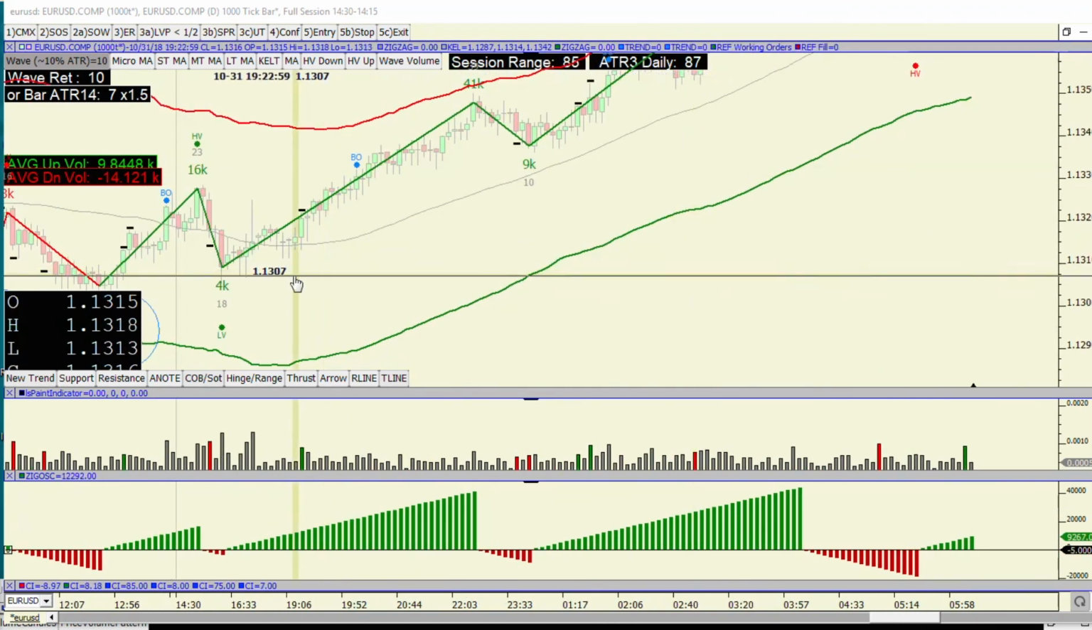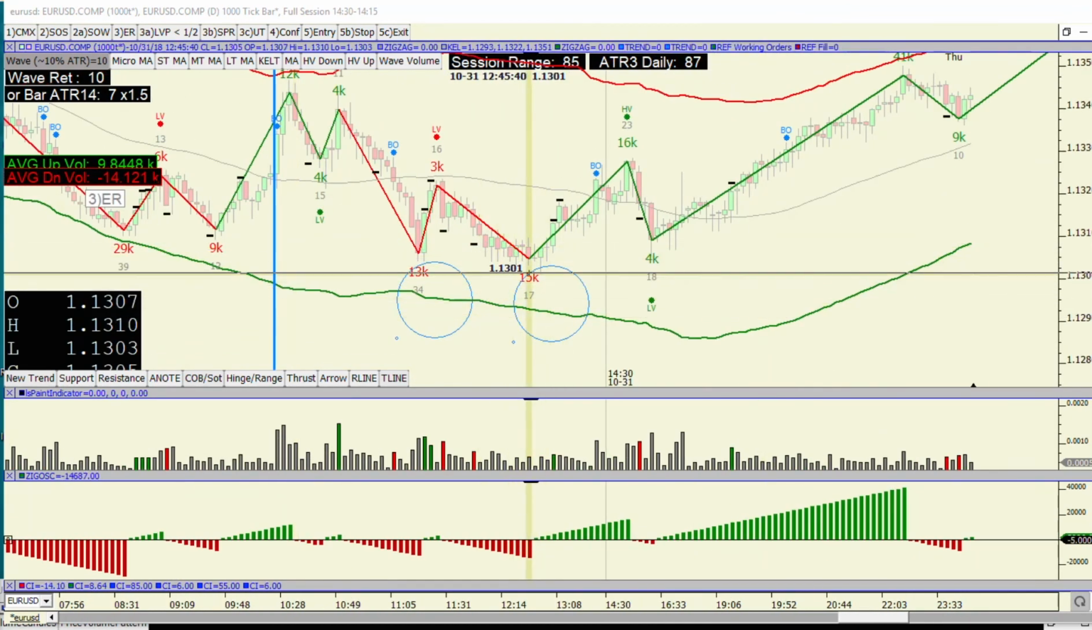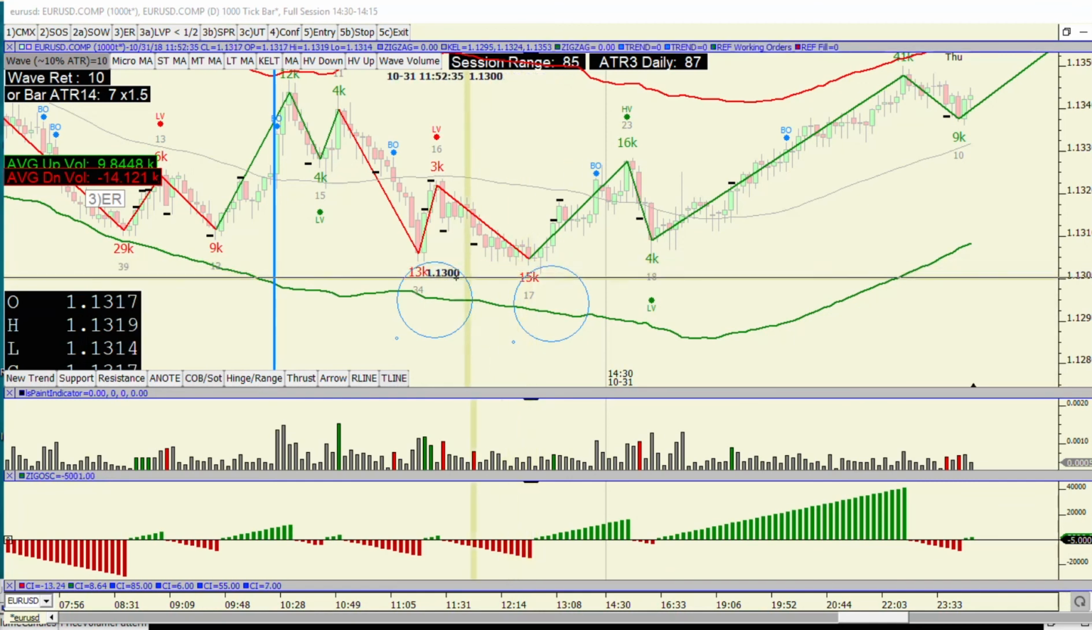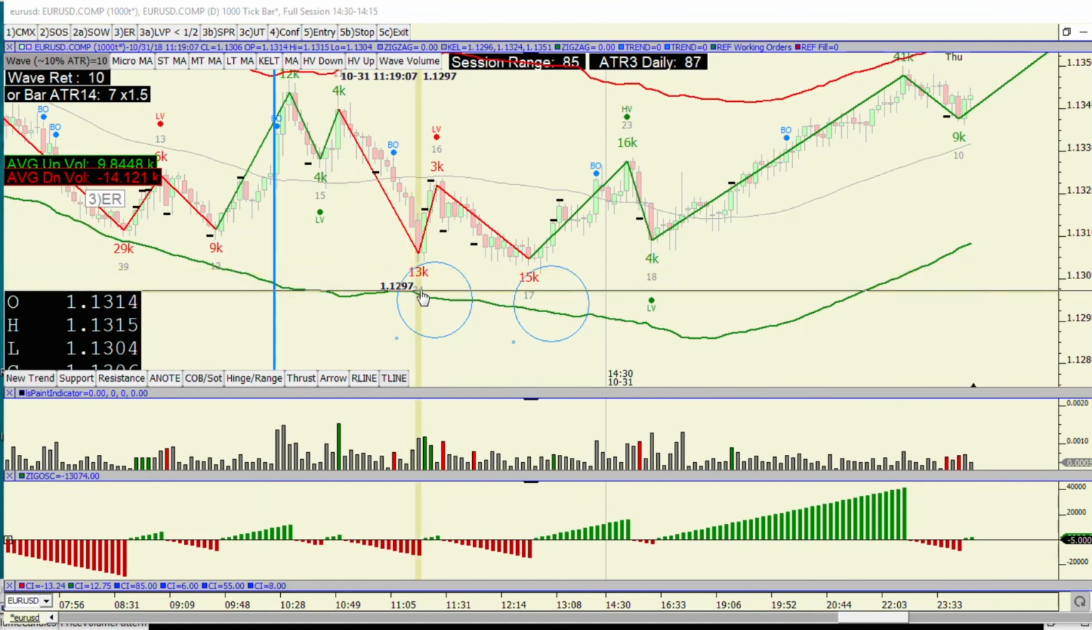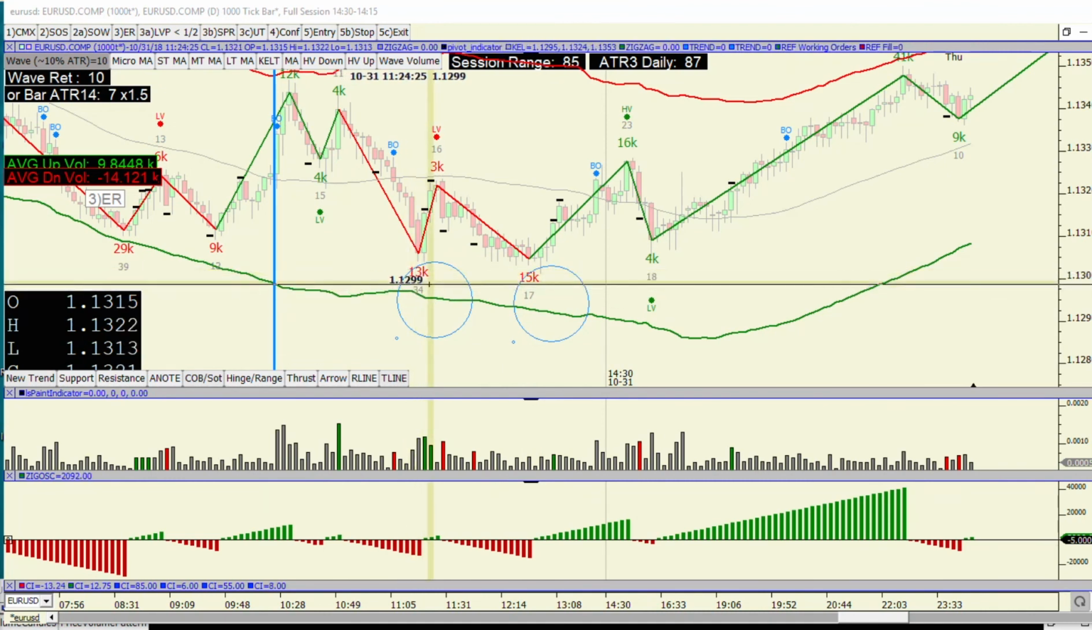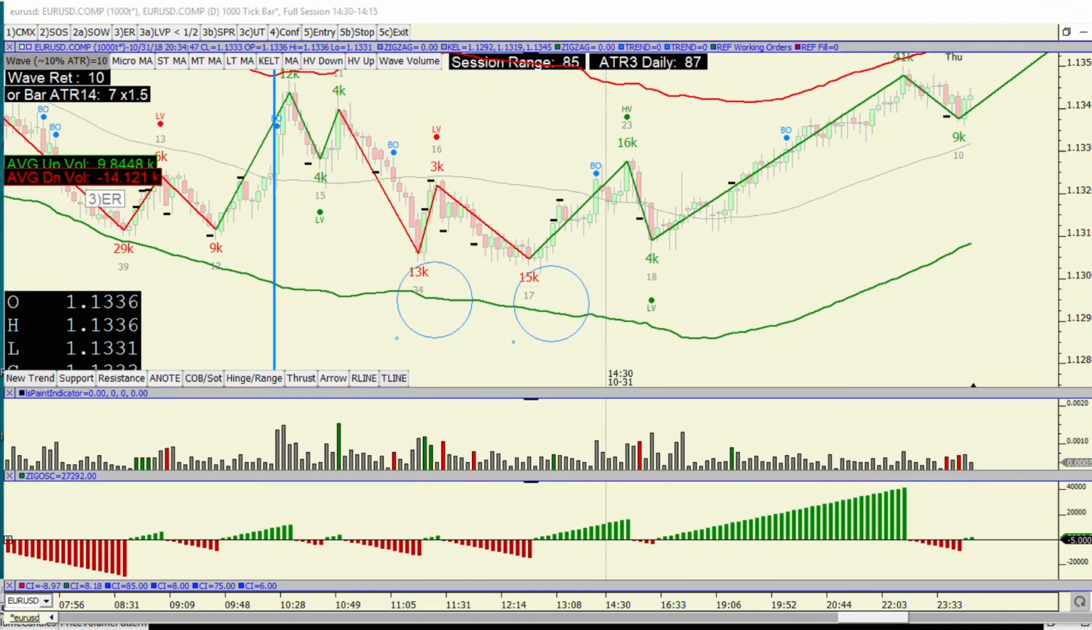So that is the essence of tape reading using a wave chart with the variables of volume and its ability to push price as an indicator for supply and demand. And that's all, folks. Take care.